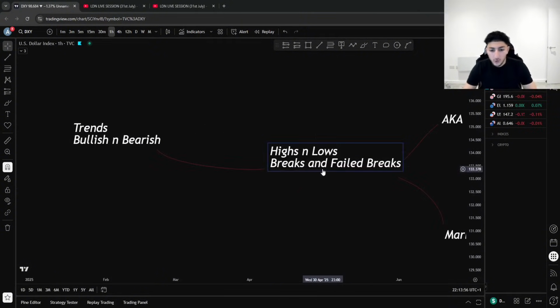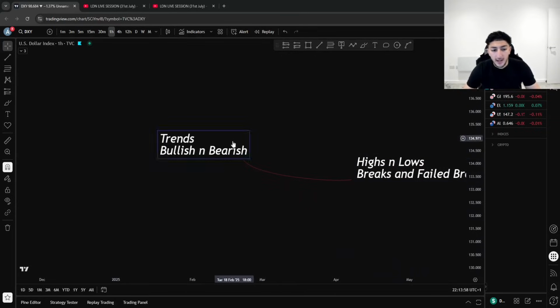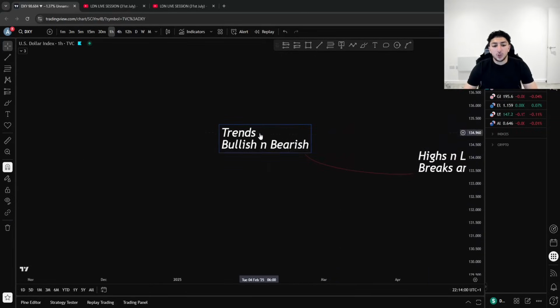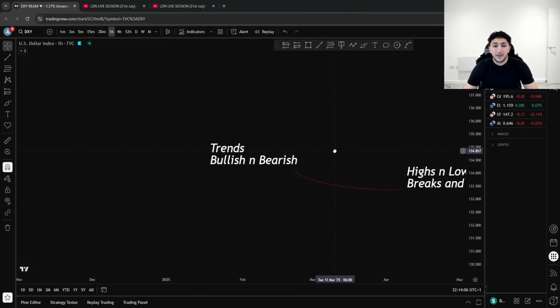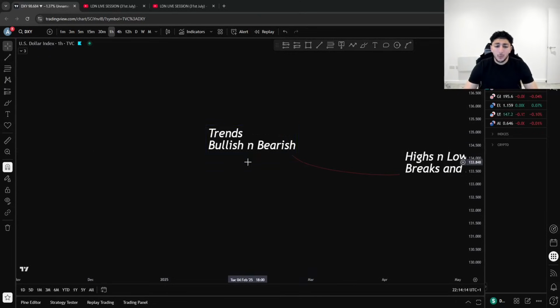So in terms of breaks and failed breaks and highs and lows, I'm going to be looking at trends. A lot of you should know what trends are. It's very basic. A lot of people think it's beginner, but trust me, the market's moving in trends all the time. Bullish, bearish, sideways. Literally, go on a chart, it's either moving up, down, or sideways, right?